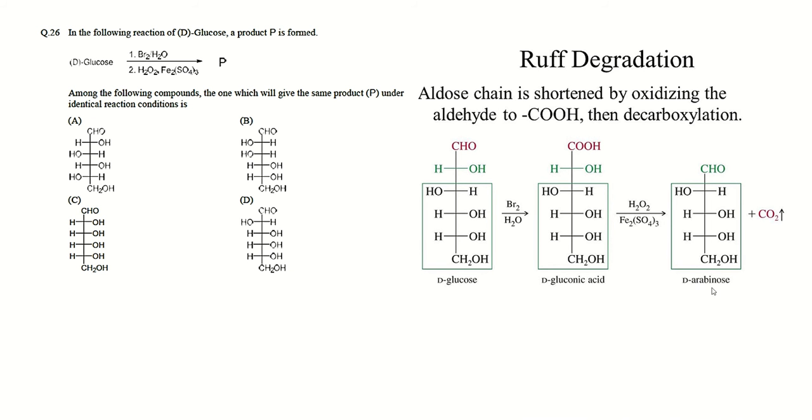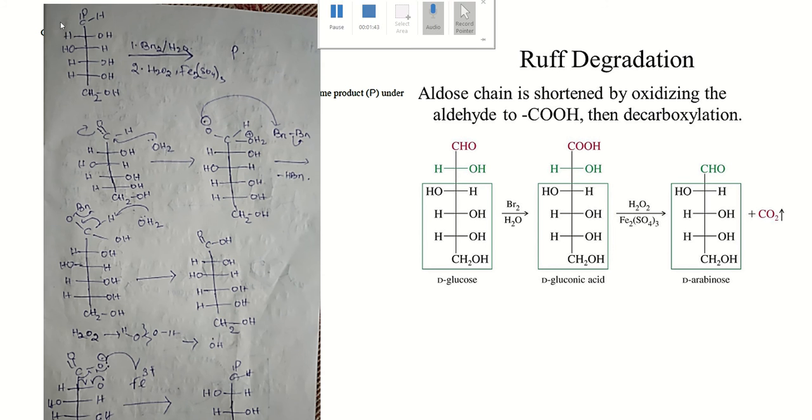See the product which is formed, that should be D-arabinose, but here you are seeing all options have six carbons, so all the options may be wrong. The correct answer is the 5-carbon D-arabinose, and here is the whole mechanism when D-glucose is treated with bromine water.